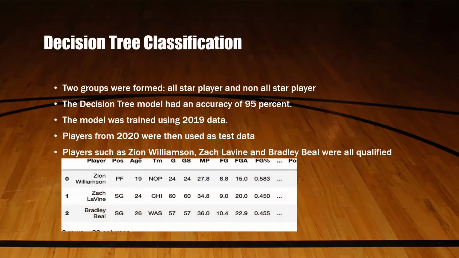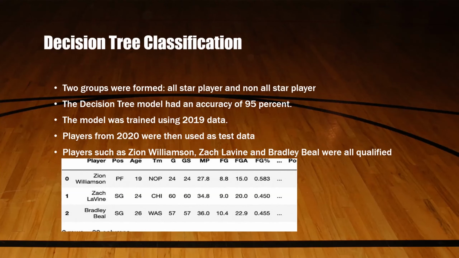So they decided to use supervised learning and use decision tree classification specifically. They created two different groups, all-star players and non-all-star players, and they trained the model based on the data that was provided. The decision tree model had an accuracy of about 95%. The model was trained using 2019 data, and of course, the accuracy was produced due to the testing of that model based on the 2019 data.